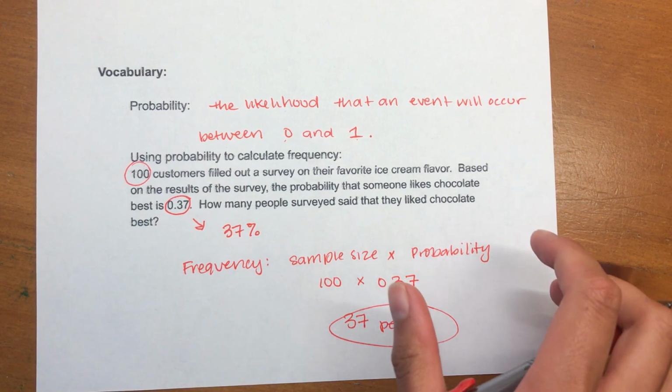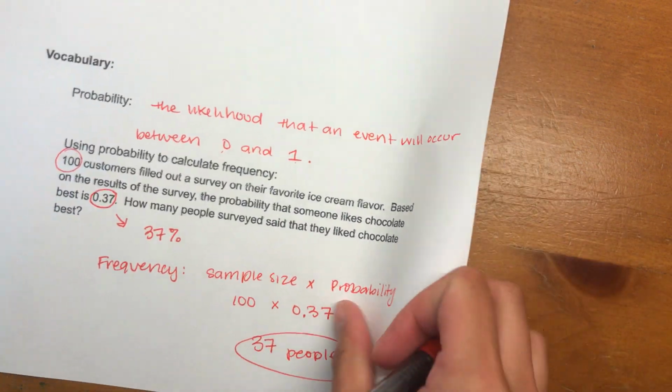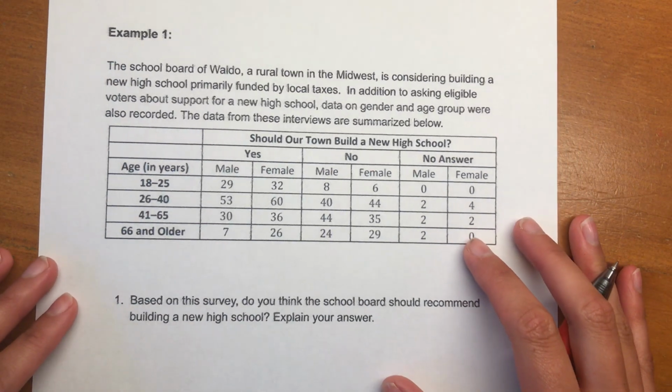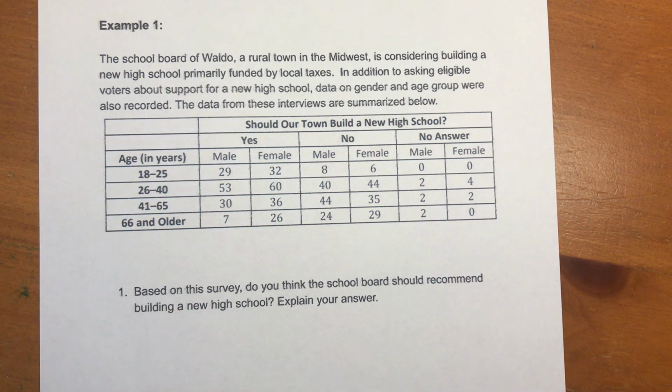Okay, let's bring this into our two-way table. All right, so this is a two-way table. Let me read this out loud. Example 1. The school board of Waldo, a rural town in the Midwest, is considering building a new high school primarily funded by local taxes. In addition to asking eligible voters about support for a new high school, data on gender and age group were also recorded. The data from these interviews are summarized below.